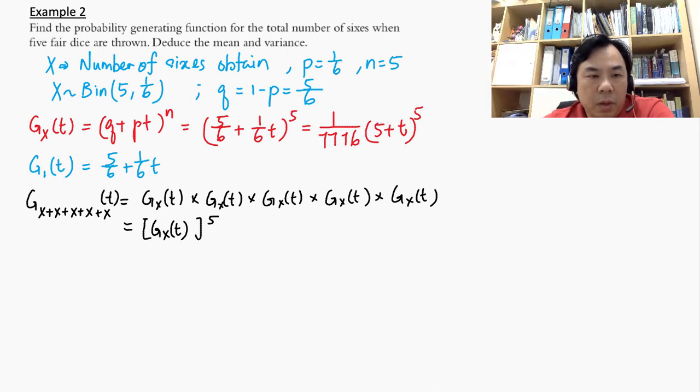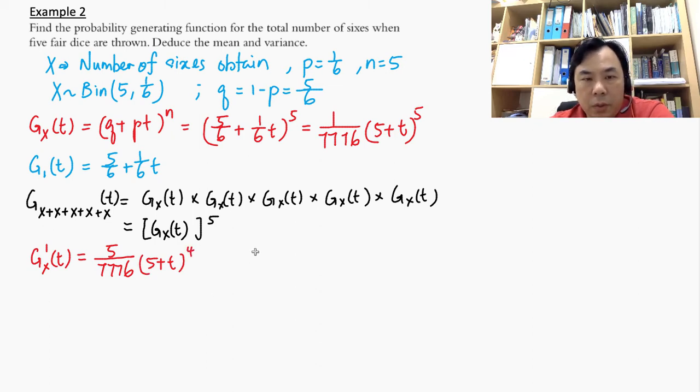Now, once you have obtained that, getting the mean and variance shouldn't be a problem. All you need to do is get the first derivative. So the first derivative is 5 over 6, times (5 plus t over 6) to the power of 4, right? And then we can get the value by letting t equal to 1.